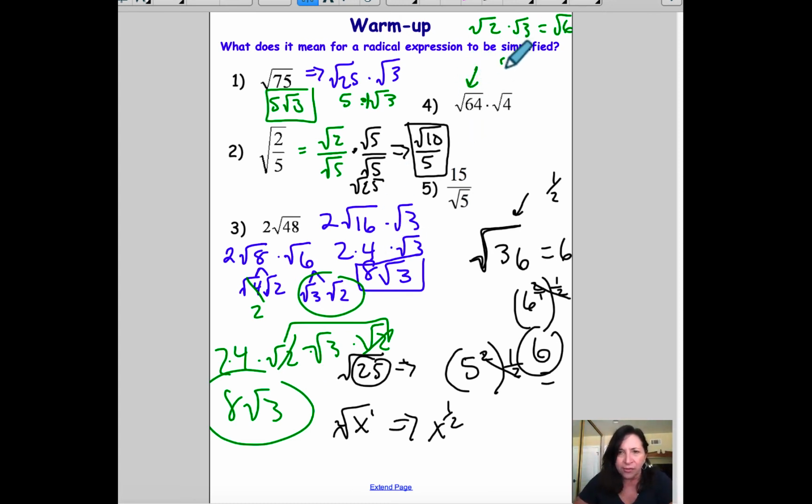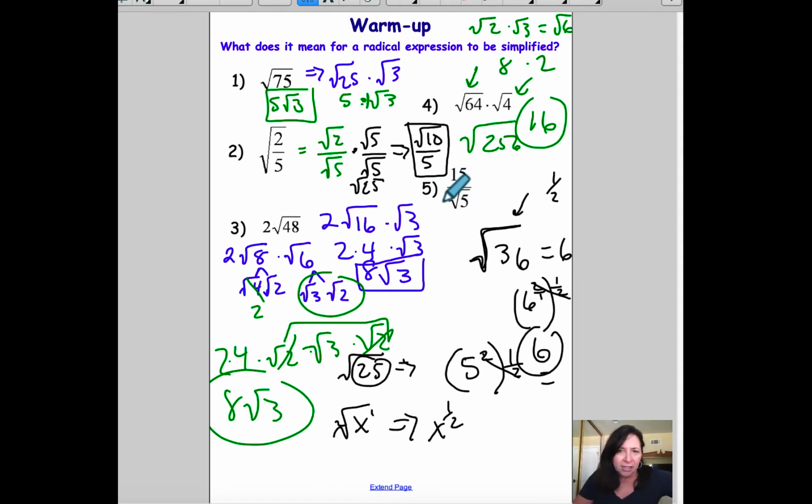Square root of 64 is 8. Square root of 4 is 2. 8 times 2 is 16. Yes, you could have multiplied root 64 times root 4 and gotten root 256, which is going to be 16. But if these are perfect squares ahead of time, then simplify that, of course.